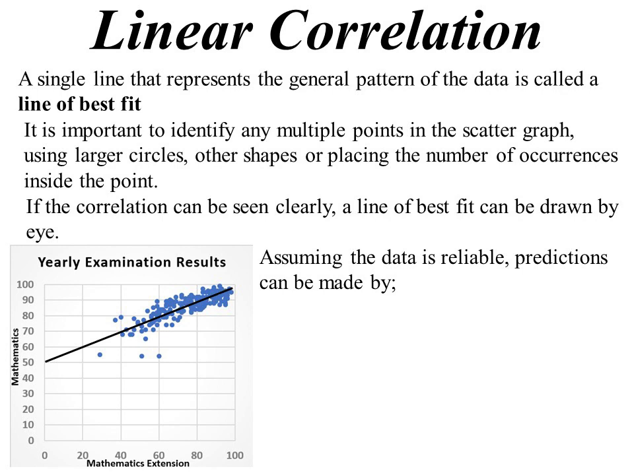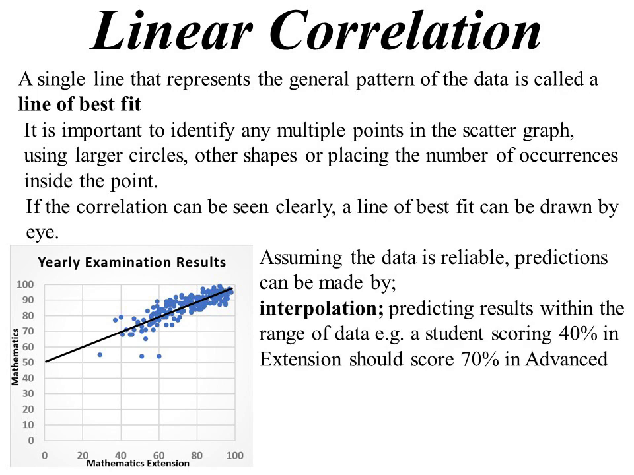And there's two different types of predictions. You can interpolate the data. Interpolation is when you make predictions within your data set. So in this case, I could say, well, looking at this data, I would predict that someone getting 40% in extension, yeah, they probably would get 70% in the advanced.